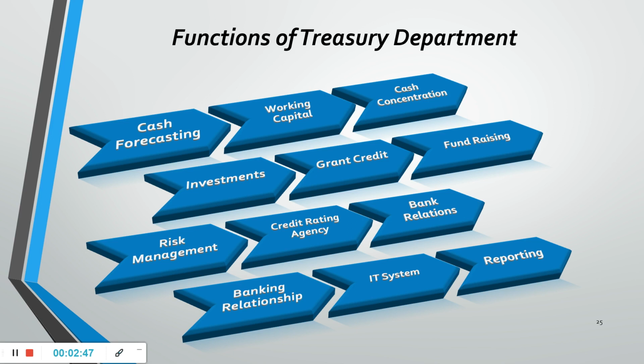Now I'm going to discuss in detail the treasury function. In order to accomplish its mission, the Treasury Department engages in the following activities, which include cash forecasting, working capital management, cash concentration, then investment, grant credit, fundraising, risk management, credit rating agency relations, bank relations, IT systems, and last but not the least, reporting. Now I'm going to discuss each aspect in more detail.